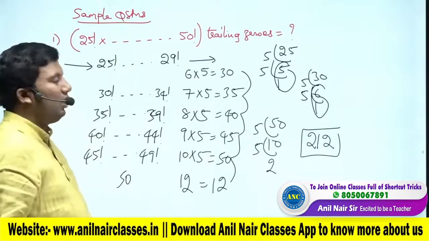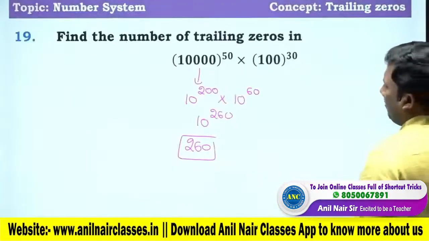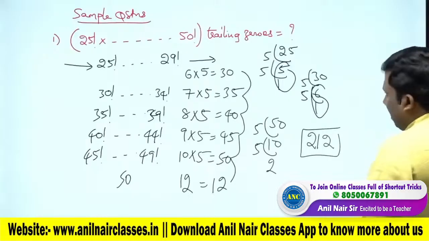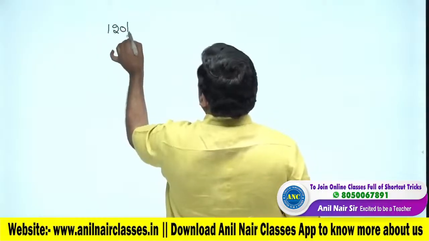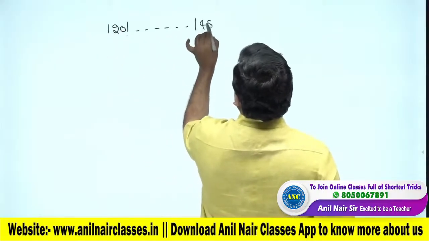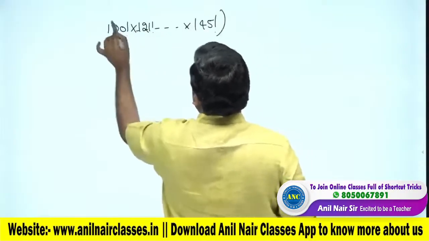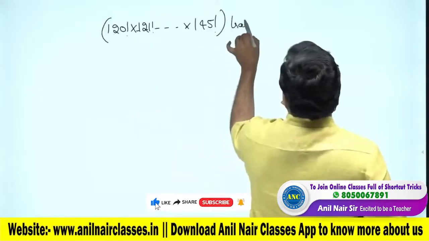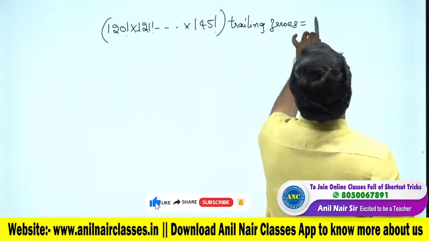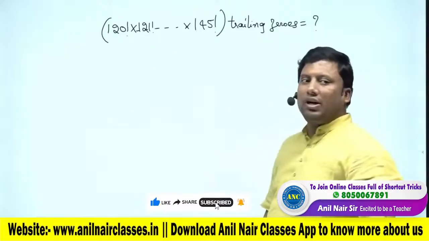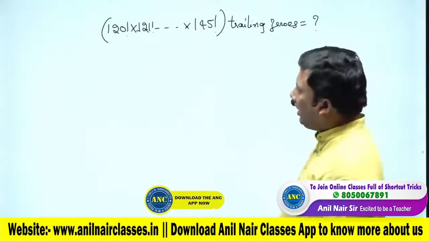One more question we will solve so that you will understand the nature. Very, very good problems we are going to solve, sir. Suppose the question is, let me solve: 120 factorial till 145 factorial product. 120 factorial into 121 factorial and so on up to 145 factorial, trailing zeros.